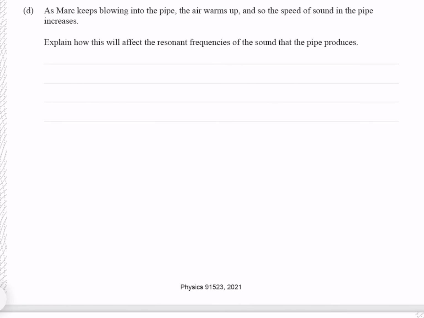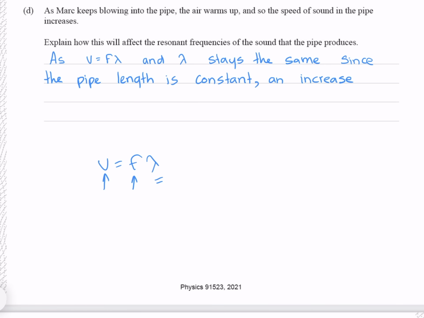As Mark keeps blowing into the pipe, the air warms up, and so the speed of sound in the pipe increases. Explain how this will affect the resonant frequencies of the sound that the pipe produces. The relationship between velocity, frequency, and lambda is this one here. Now, the length of the pipe doesn't change, so that stays the same. But if the air warms up, the speed of the sound increases, as our question tells us. What this means mathematically is that our frequency must increase to match this. As v equals f lambda and lambda stays the same since the pipe length is constant, an increase in v must result in an increase in f.